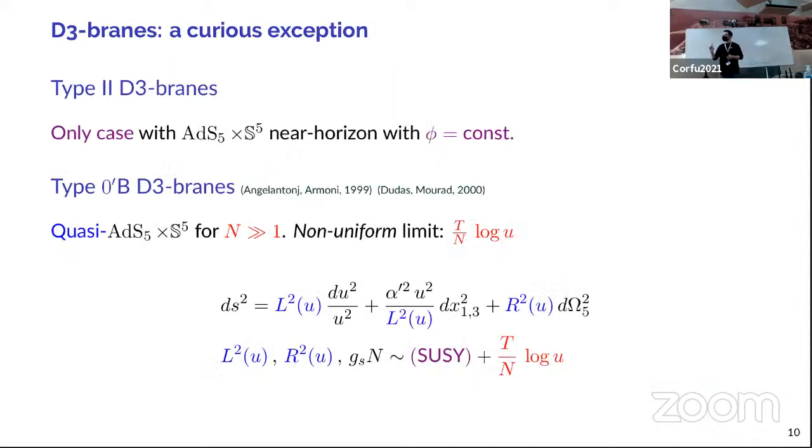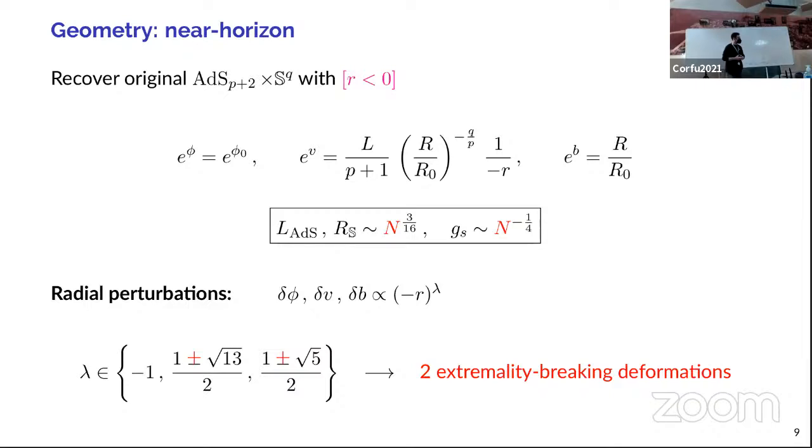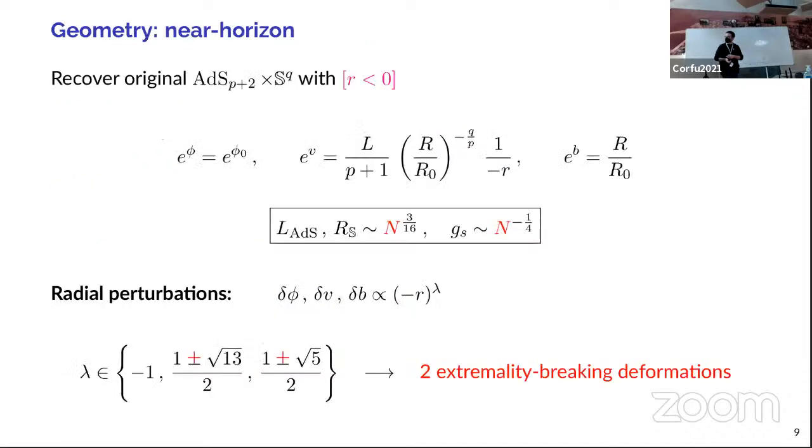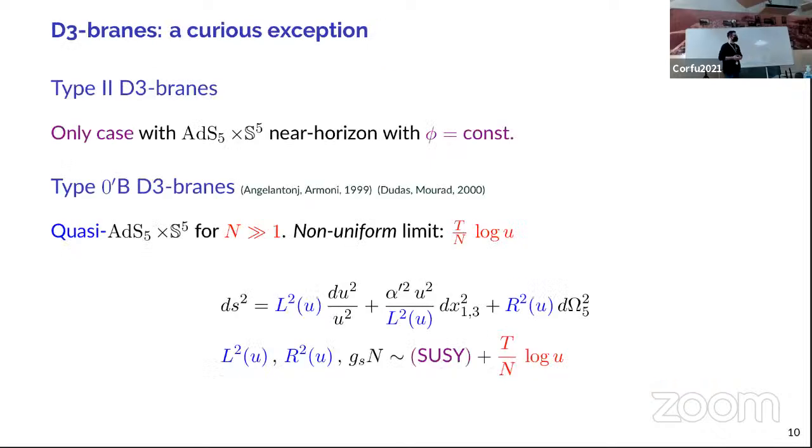And then going far away, first I would like to mention what happens with D3 branes. So this result holds for all dimensions except p equals 3, so D3 branes. And this is peculiar because in the supersymmetric setting, D3 branes are the only case in which this happens. So it's somehow mirroring, you know, it's a complementary result. In this non-supersymmetric case, in particular in the type 0B model, which has charged D3 branes, instead of finding this precise AdS times S exact solution, one finds a quasi AdS times S solution, in the sense that for a large number of branes, locally, the curvature radii and the string coupling, if you will, are their supersymmetric counterparts up to 1 over N corrections.